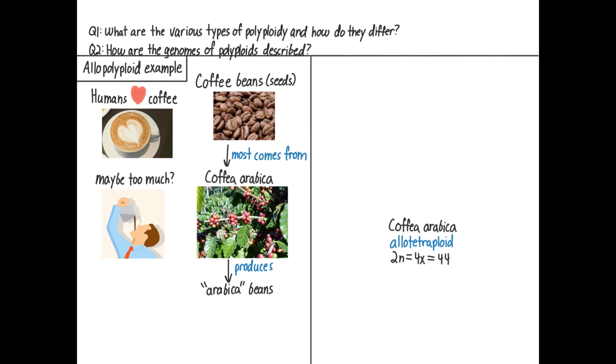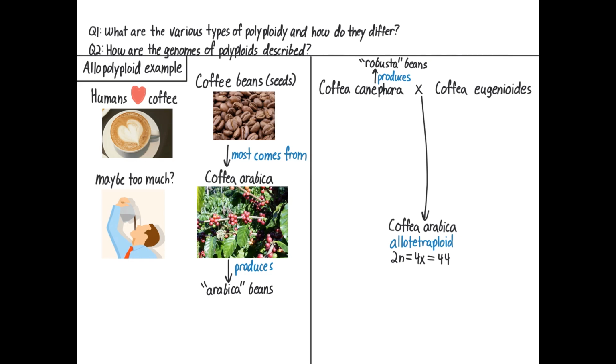Coffea arabica is the result of a hybridization between Coffea canephora, which produces the other type of bean used for coffee, Robusta, and Coffea eugenioides. I'm not that familiar with these species, so my pronunciation might not be perfect. Anyway, both these species are diploid, or 2n equals 2x equals 22.